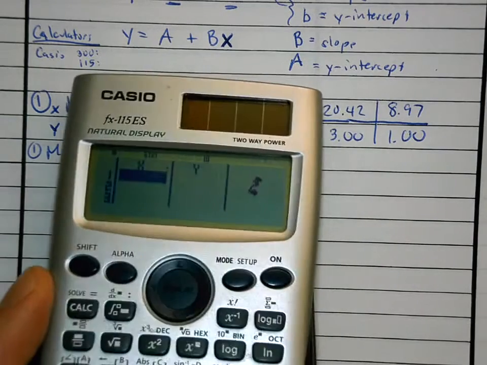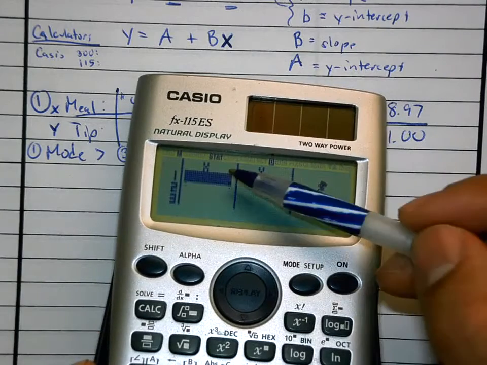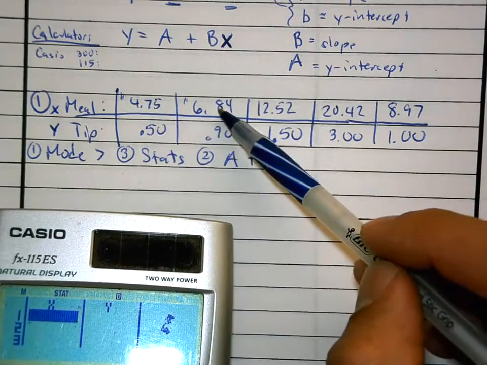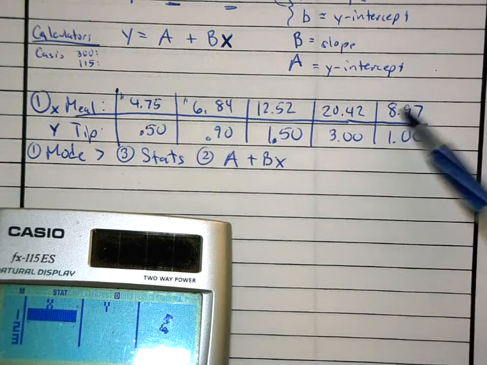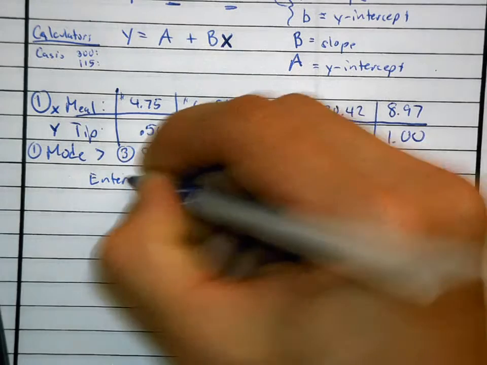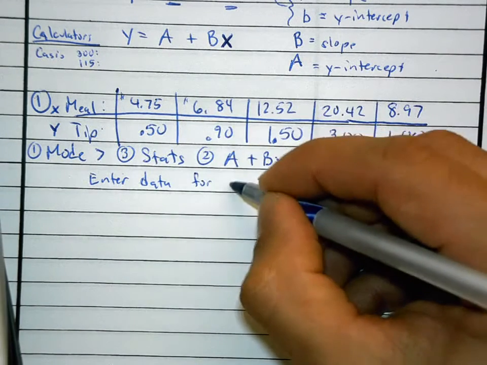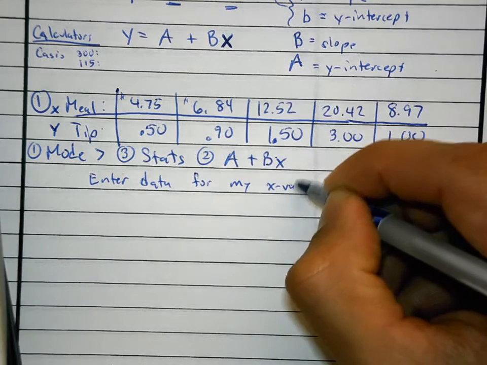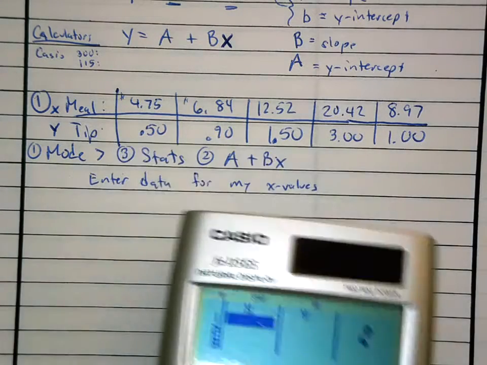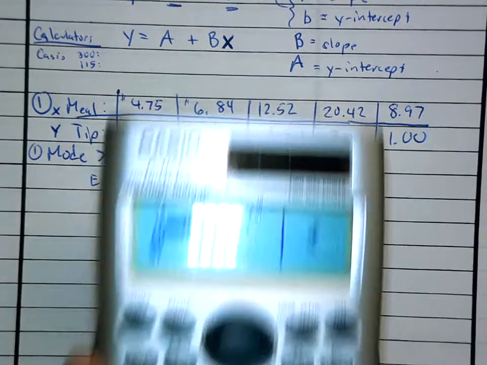So what does that mean now? See how my calculator is? I have the X and the Y. I have to punch in a bunch of numbers into my X's. I need to punch in this as an X, this as an X, that as an X, that as an X, that as an X. So then I am going to enter data for my X values. That's what I do next. I'm going to punch in 4.75, 6.84.